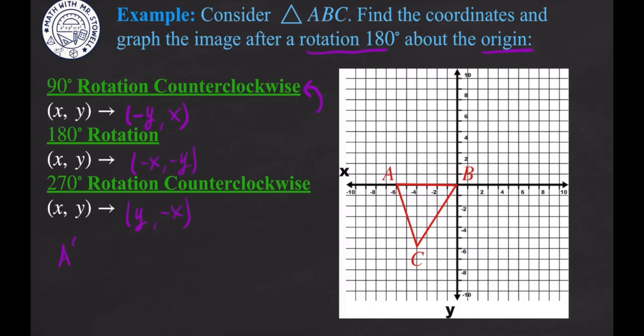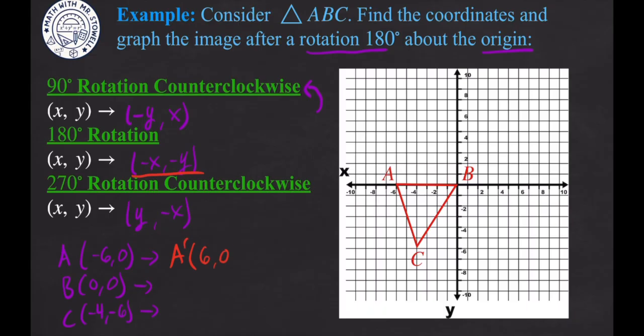So let's get our points. Now, since we have the coordinates of our pre-image, let's find the coordinates of the image. So we want to do a 180-degree rotation. So we're going to use the rule in the middle. To find A prime, we just change our x value to be negative and our y value to be negative. Remember, if it's negative, make it positive. If it's positive, make it negative.